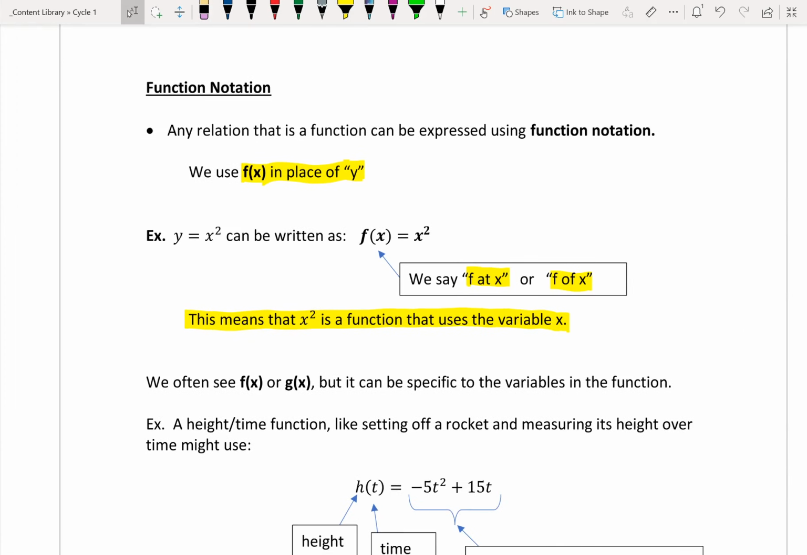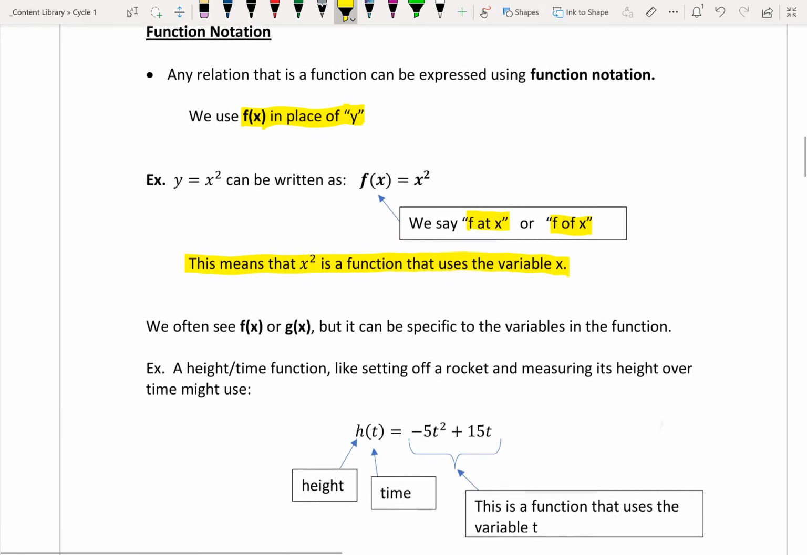We can sometimes see f of x or g of x, but it can be specific to the variables of the function. This is just basically saying two different functions. One function is f of x, another function would be g of x. Again, we can also replace the x with whatever variable we're using.